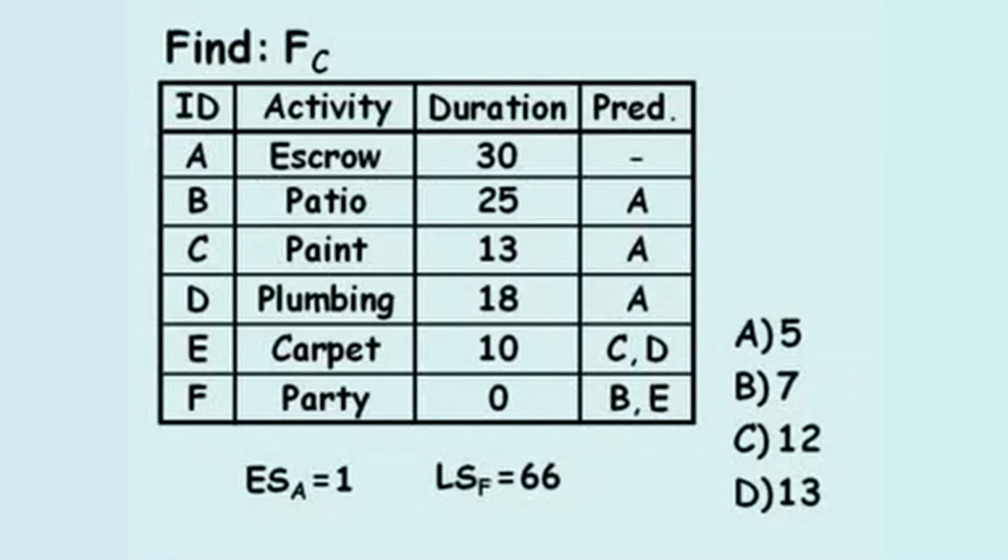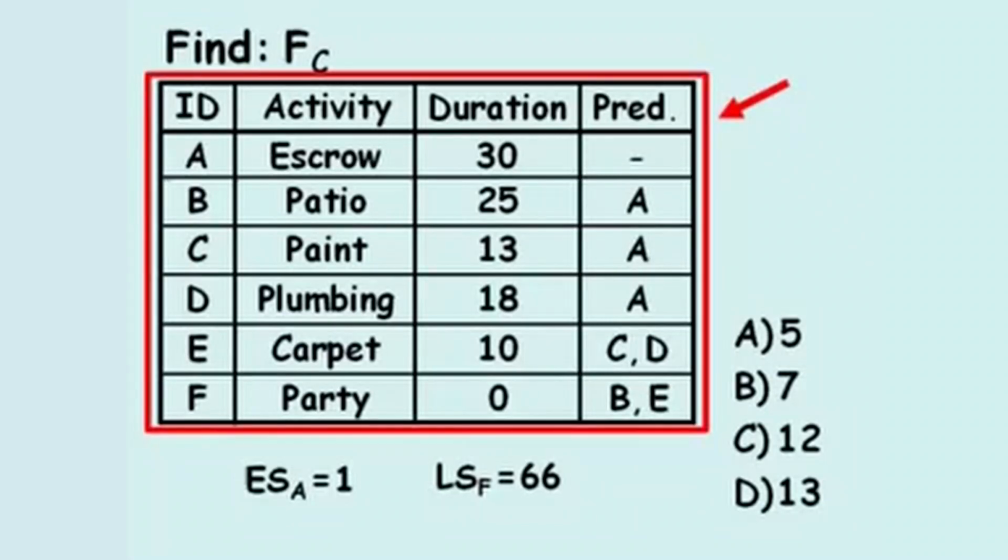Find the total float of activity C. In this problem, we are provided a table of activities, durations, and predecessor activities.